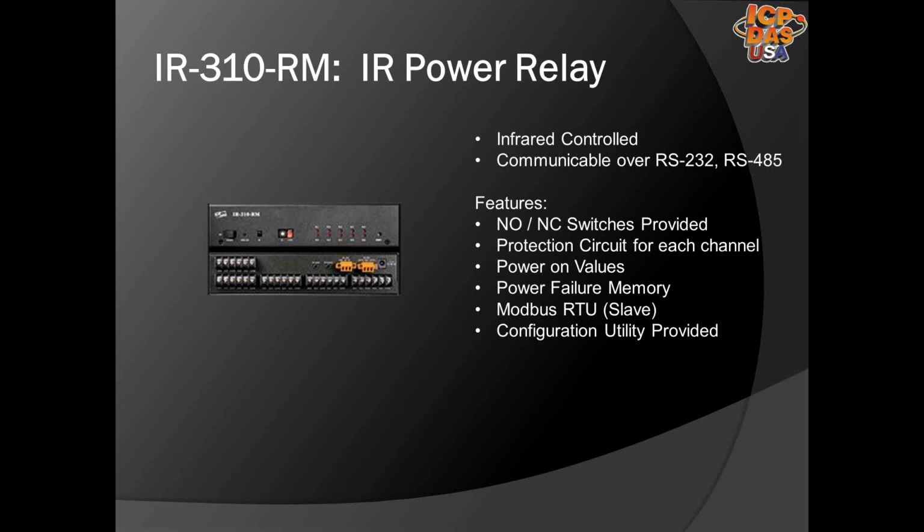IR310RM is an IR-controlled 10-channel high-power relay module communicable over RS-232 and RS-485. It allows you to trigger relay outputs to turn infrared devices on and off. It can switch up to 10 amp loads, normally open and normally closed switches, and protection circuits are provided for each channel. They support operating temperatures from -25 to 75 C.